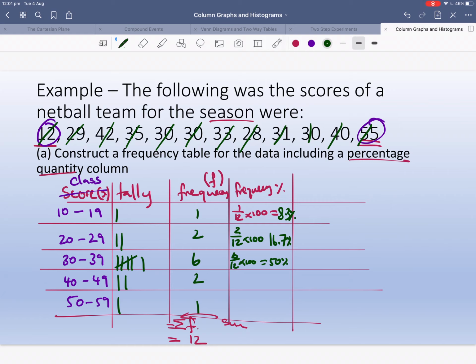And the last one will be 16.7% because it's the same as this. And this one's the same as this. So that'll be 8.3%. Okay. So I have this frequency column and now have a percentage frequency column. And the way we work out the percentage frequency is how many times did it happen out of a total amount, and then we times it by 100. So copy this down, please.